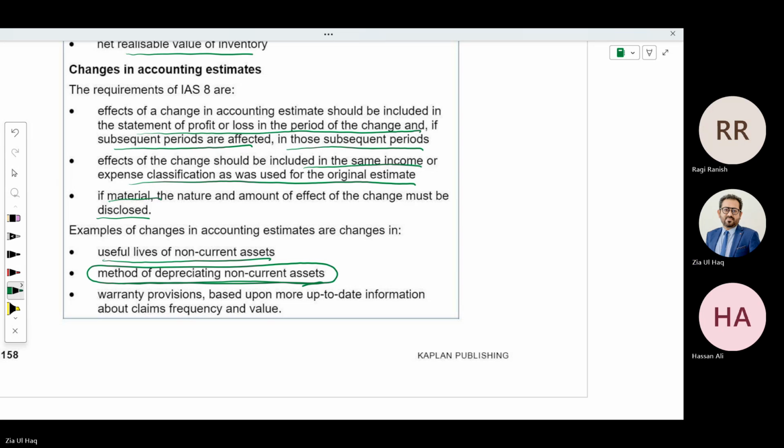And normally in a 90% of accountancy related interviews, the interviewer asks this question: whether the change in the method of depreciation is a policy change or an estimate change. Whether the change in the measurement of inventory method is an estimate change or a policy change. Another example is warranty provision based upon more up-to-date information about claims frequency and values. Like if your sales have increased, ultimately you need to change the warranty provision. That is an estimate change.